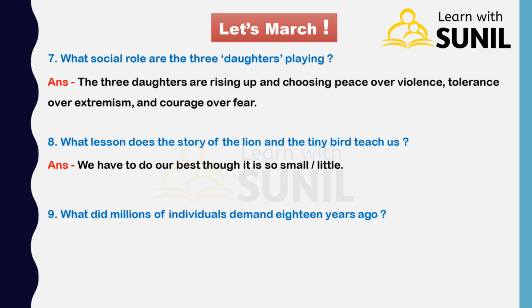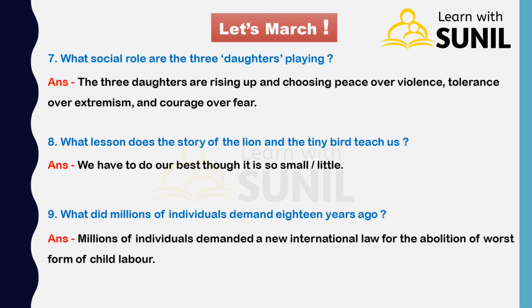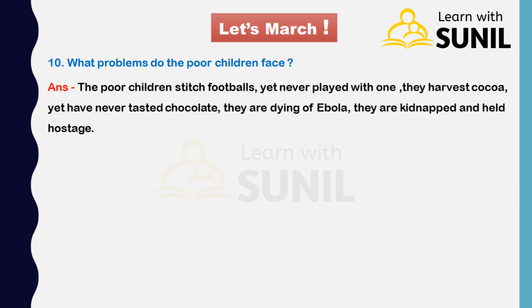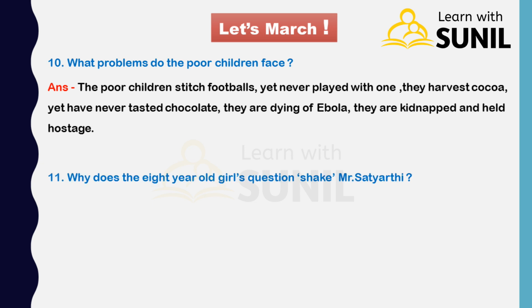Next, what did millions of individuals demand eight years ago? Answer. Millions of individuals demanded a new international law for the abolition of the worst forms of child labor. Next, what problems do the poor children face? Answer. The poor children stitch footballs, yet never played with one. They harvest cocoa, yet they never tasted chocolate. They are dying of Ebola. They are kidnapped and held hostage.